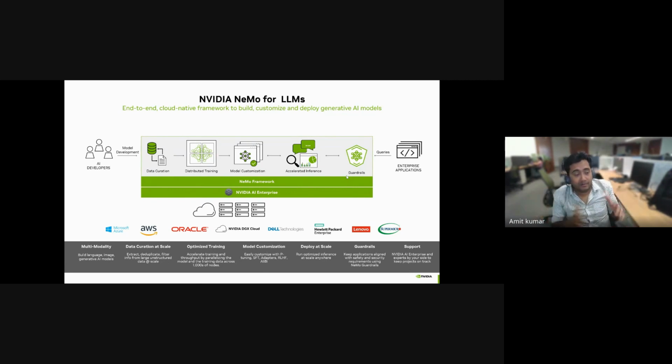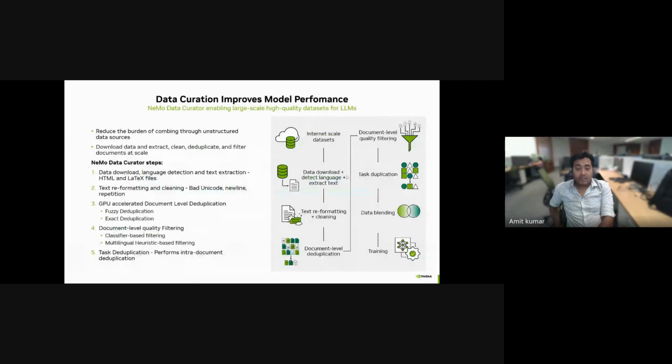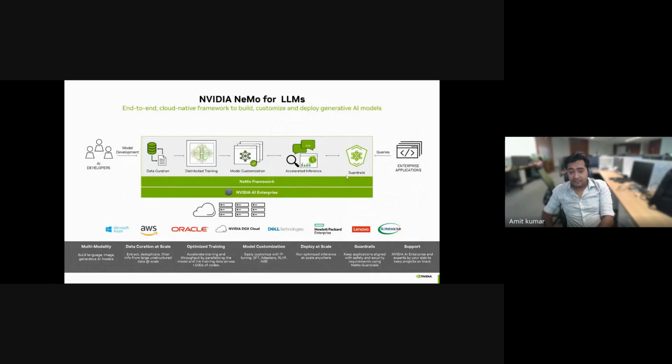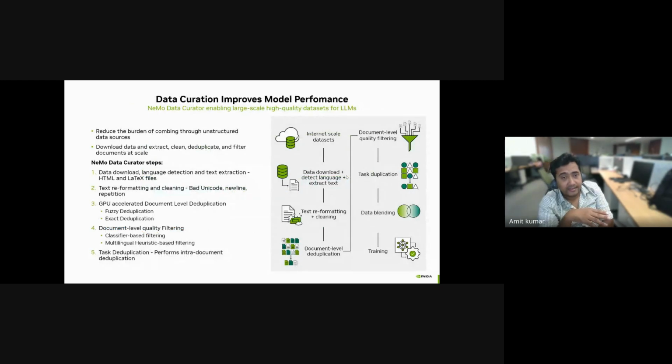If you simply deploy Llama or other models without any optimization, the latency will be pretty bad. So that's what NeMo provides. You see this end to end, from model training, data curation, distributed training to accelerated inferencing, guardrails, everything it provides.